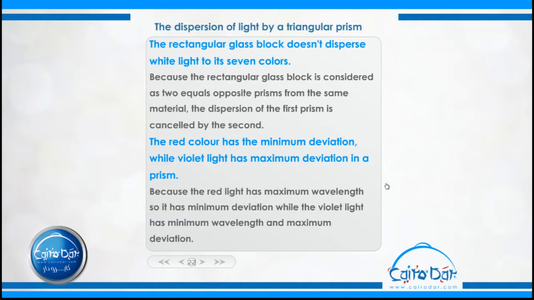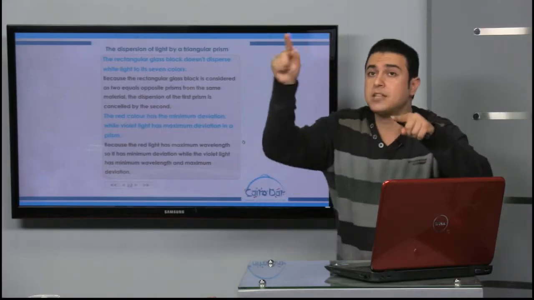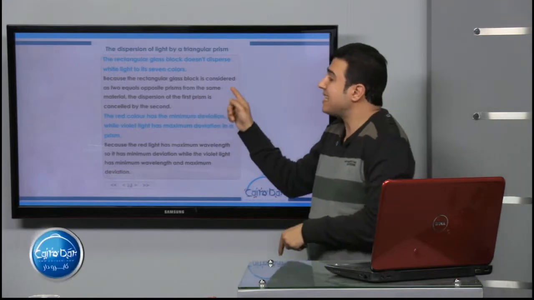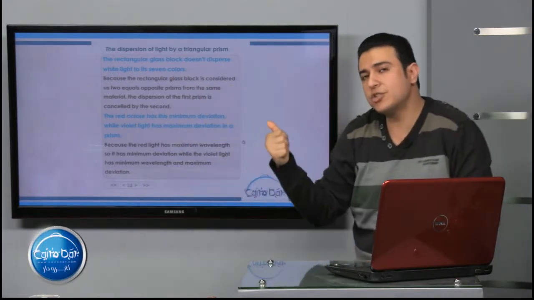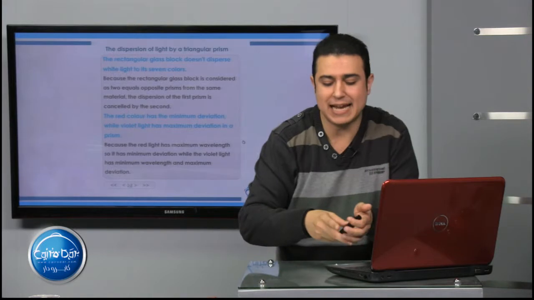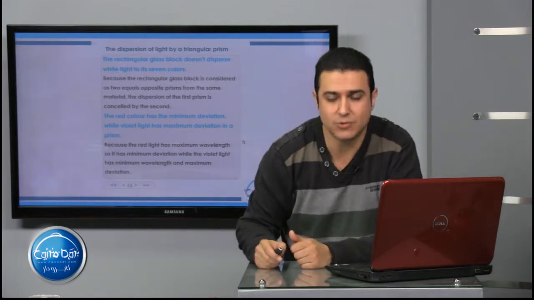So the rectangular glass block doesn't disperse white light into 7 spectrum colors. Why? Because the rectangular glass block is considered as 2 equal opposite prisms from the same material, and the dispersion of the first one is cancelled by the second prism. That's for this question.